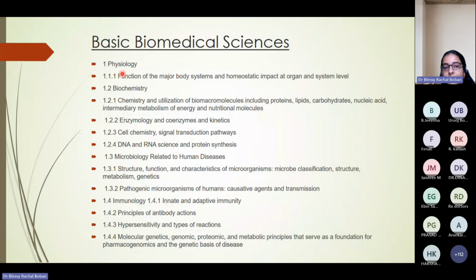You will get anatomy related questions like your major body systems, and biochemistry related questions: protein, lipid, carbohydrate. I hope all of you know about the Krebs cycle, the citric acid cycle. These are commonly asked questions. Also enzyme kinetics and cell chemistry, signal transduction pathways, DNA, RNA, and genetics related questions.